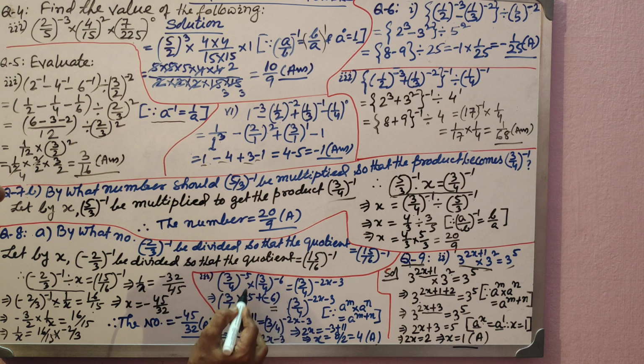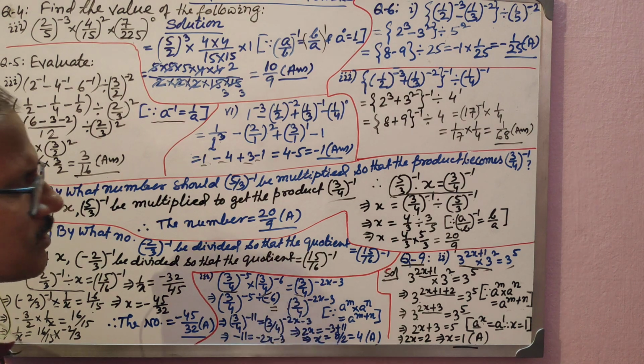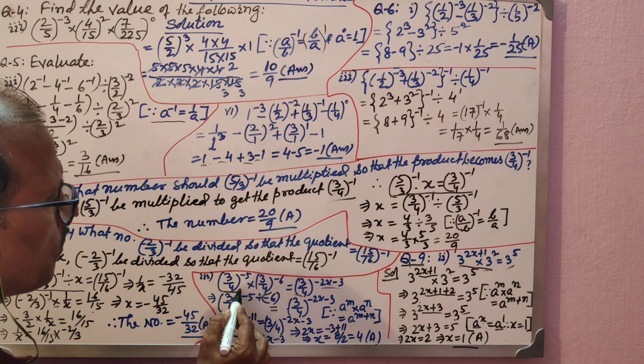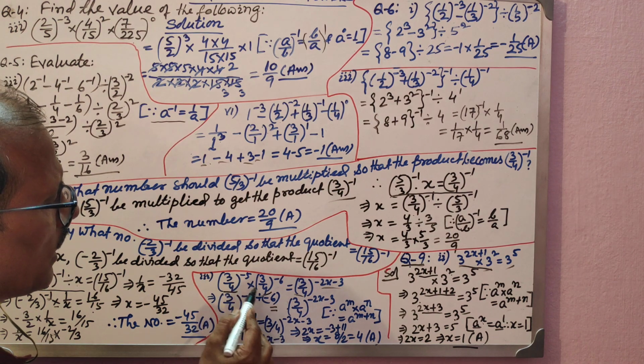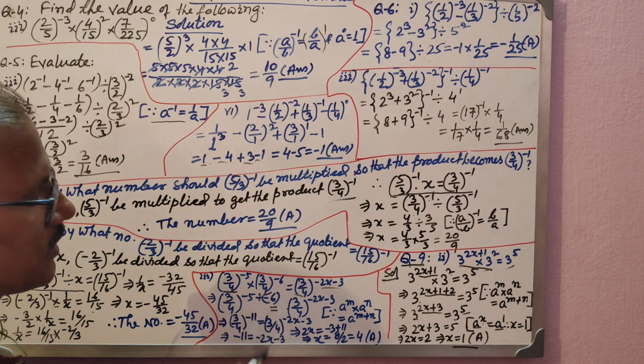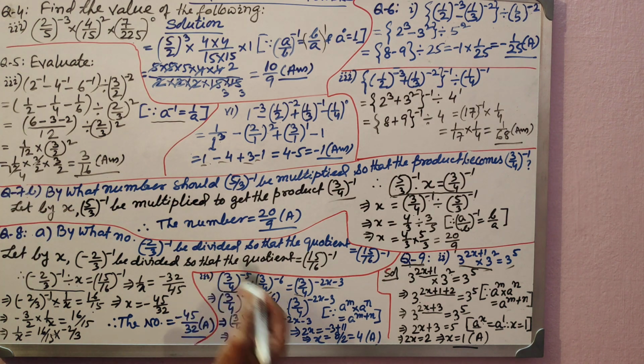See, 3 by 4 to the power minus 5 into 3 by 4 to the power 6. See, base is 3 by 4, and this side the base is also 3 by 4. There is no difficulty at all. So only one operation, multiplication law: a to the power m, a is here 3 by 4, m is minus 5 and n is 6. So a to the power m plus n.